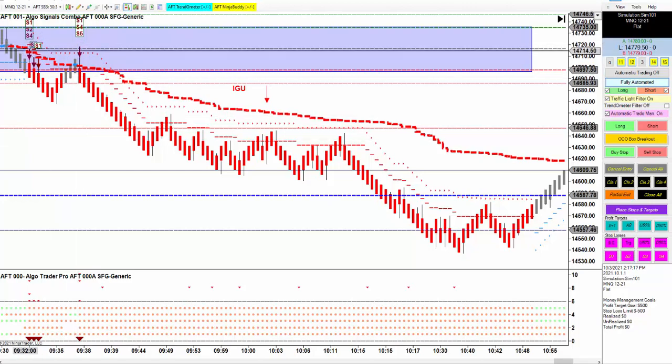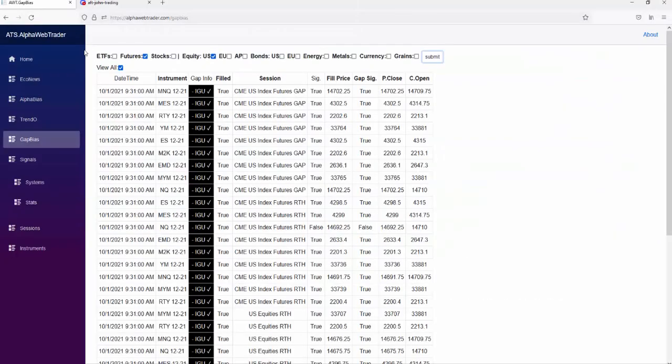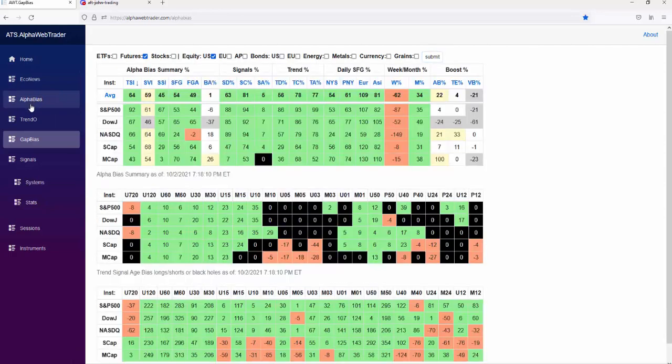Now you can see the software generated basically 2 signals to the short side. But why would we say the NQ would be the better market? If we look at one of the other components of our Alpha Web Trader, that's our alpha bias and our trendometer. The alpha bias will tell us basically what the trend is. On Friday morning, what you see as green here was basically red, or a little bit mixed, but predominantly red.